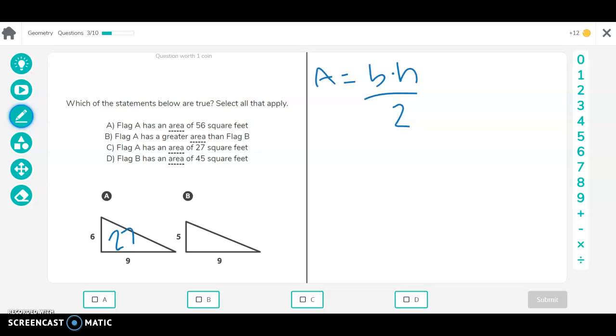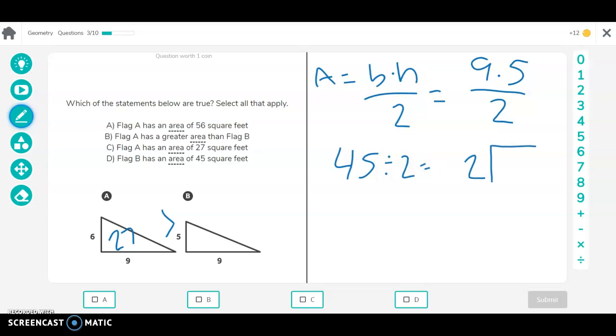Alright, now the next one, B, says flag A has a greater area, so they're saying that this triangle is greater than B. So we're going to try B out. We're going to solve for B. So B, our base is 9, and our height is 5. We need to divide by 2. Now, for this one, I'm not going to try dividing either this or this by 2, because they're not even numbers, and that makes it difficult. So I'm going to do 9 times 5 first, which is 45. And now I'm going to divide by 2.